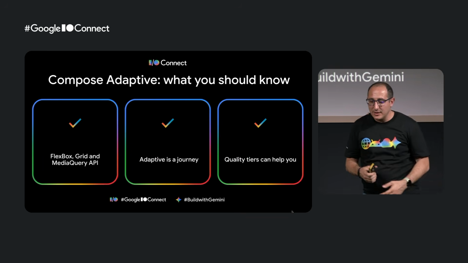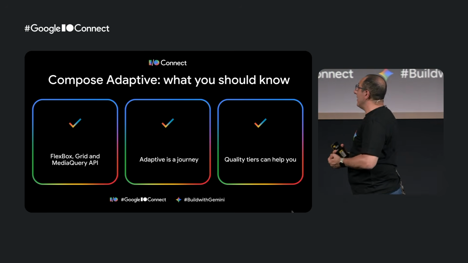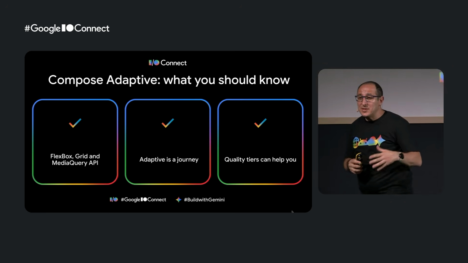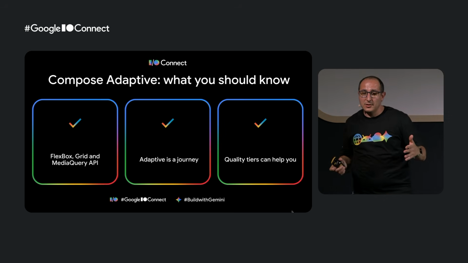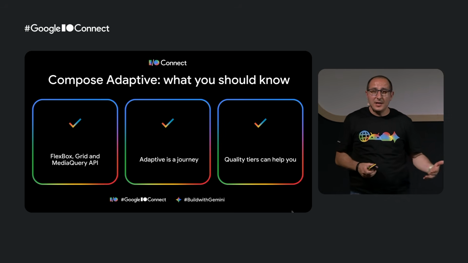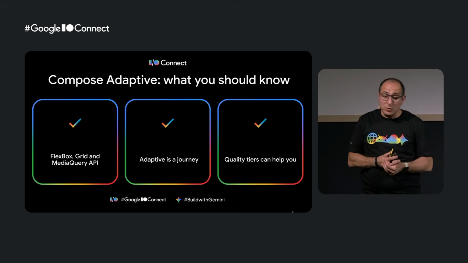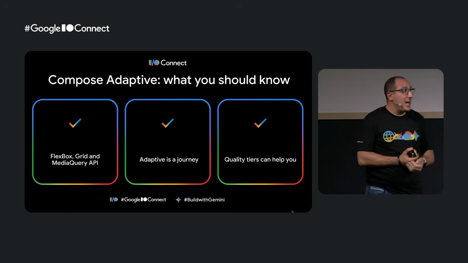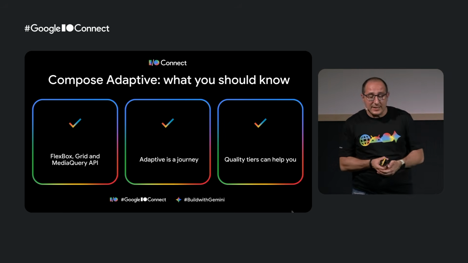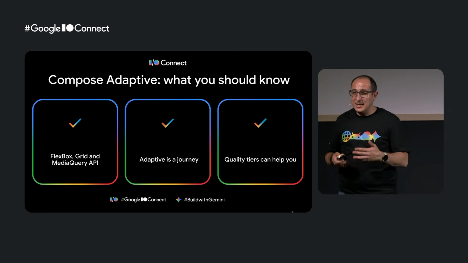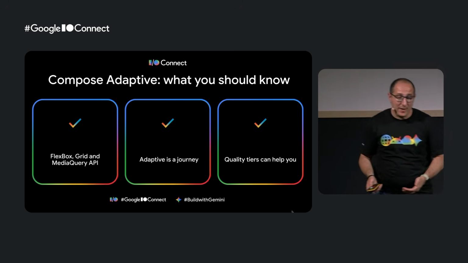Now, if there are 3 things that I really would love to transmit after this talk, it is that we have 3 super nice new APIs, that adaptive is a journey, not a one-shot. It might take time, and it might take effort. But we have tools that can help you, and the quality tiers guideline will guide you in making your app adaptive in the easiest possible way.